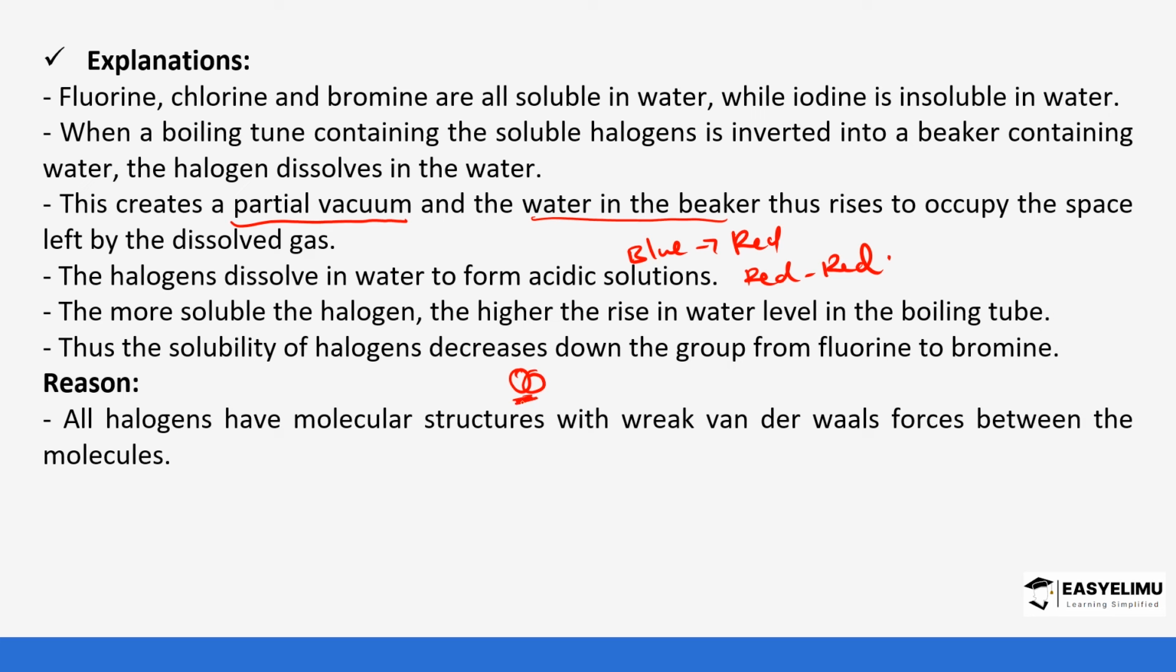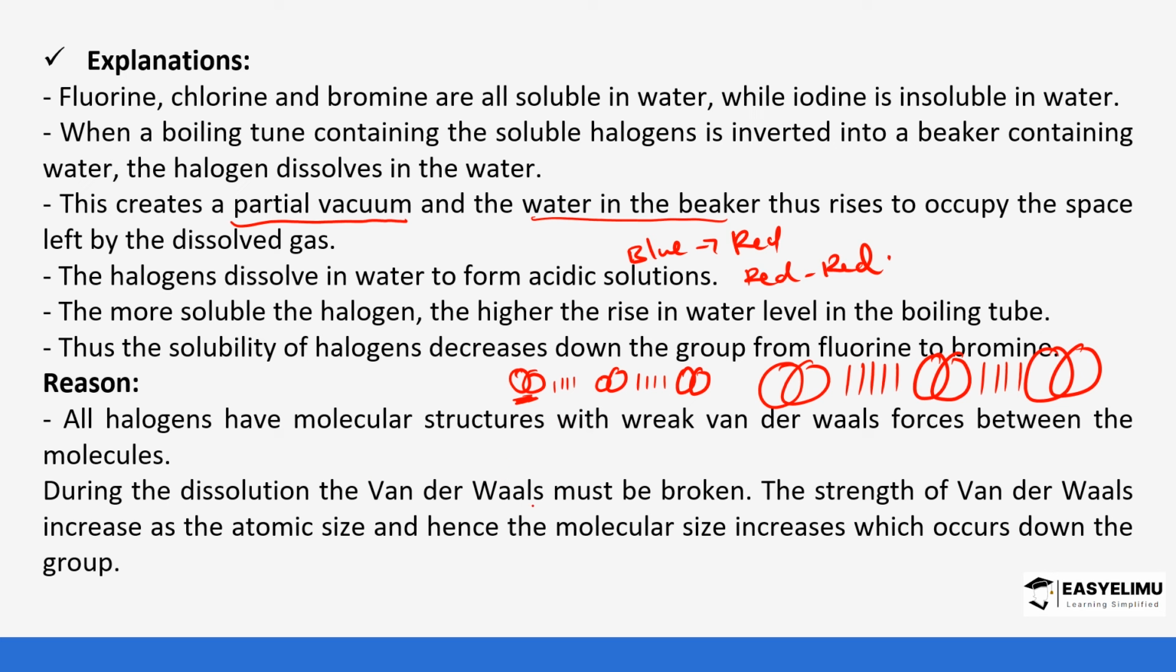You're going to see how we see this in structure and bonding. If you look at chlorine, it's a bit larger. If you look at bromine, it's even larger. So they usually form weak van der Waals forces. So if you take two fluorine molecules, you notice there are some forces in between the molecules. These forces between the molecules are what we refer to as the weak van der Waals forces. So these weak van der Waals forces depend on the size of the atom or the molecule. So during the dissolution, the van der Waals forces must be broken, and the strength of the van der Waals forces increases with the atomic size.